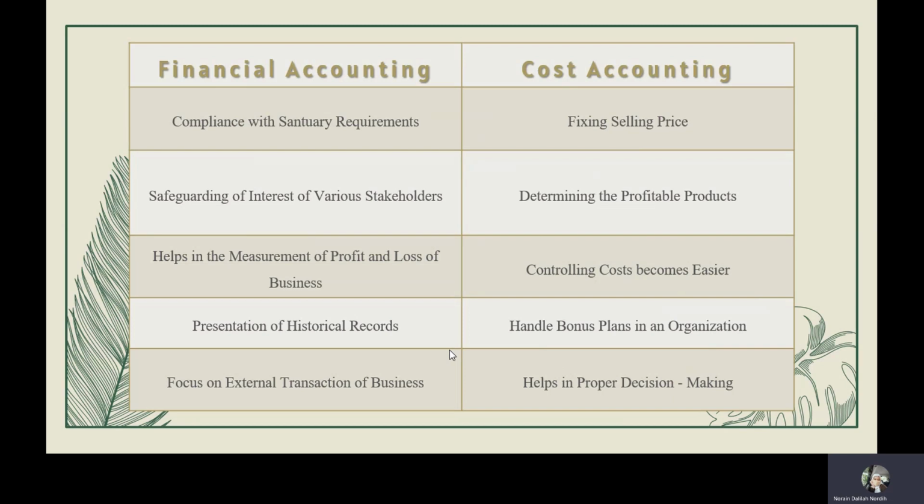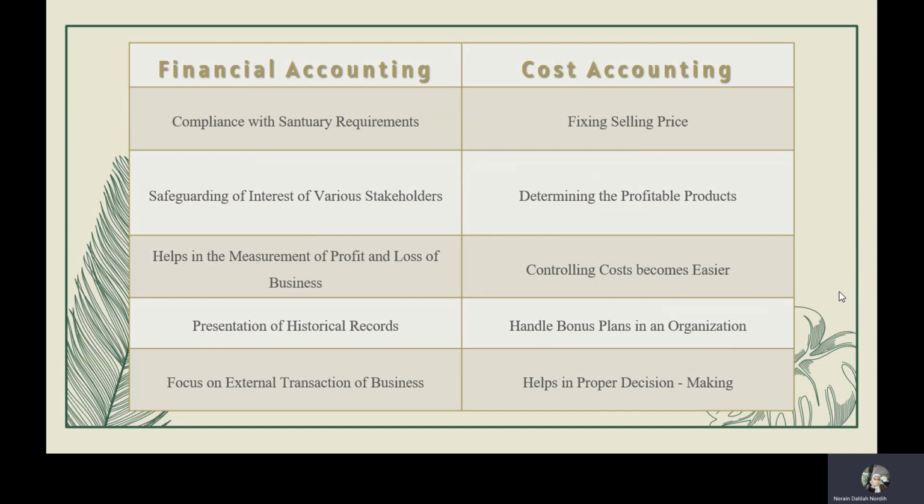Second, safeguarding of interests of various stakeholders. It provides suitable and relevant information related to the business operations to the users of accounting information, for example shareholders, prospective investors, financiers, and customers and creditors. Third, it helps in the measurement of profit and loss of business. This measures the profitability of the business for a particular period and discloses the net profit or loss.